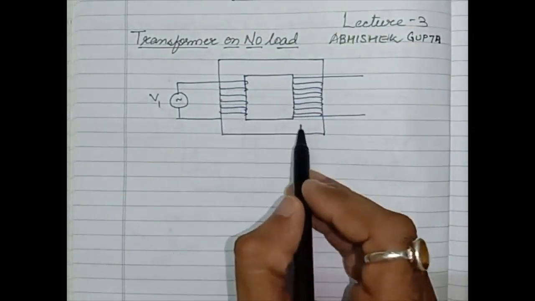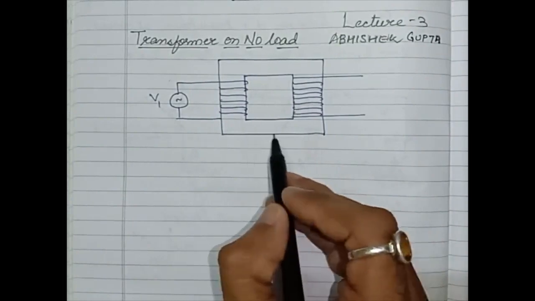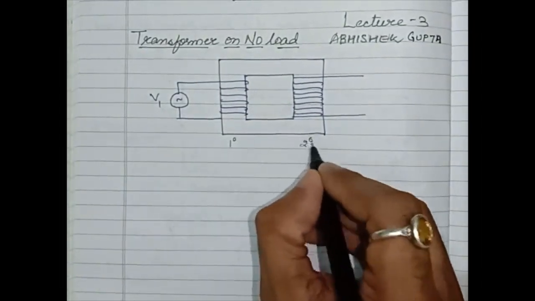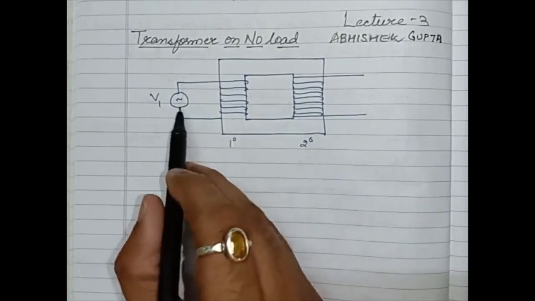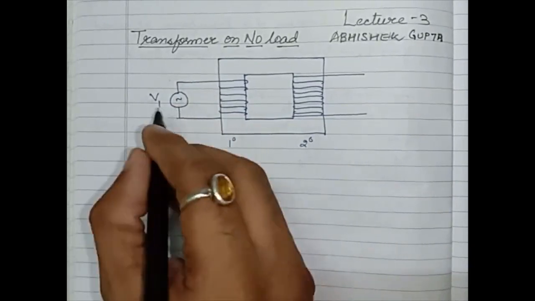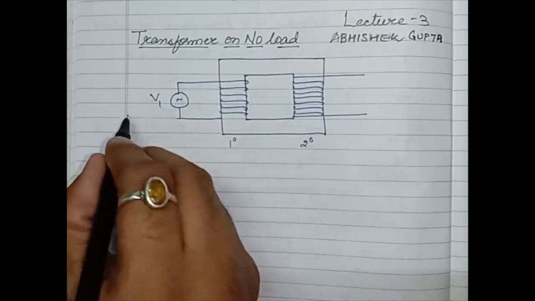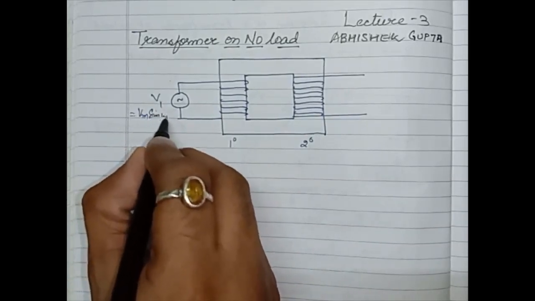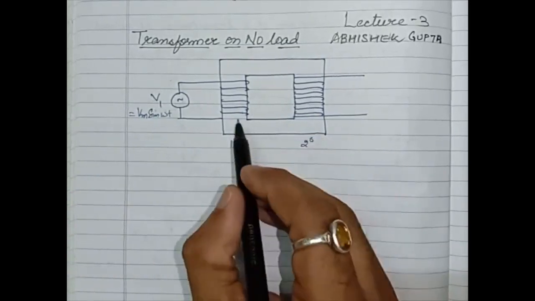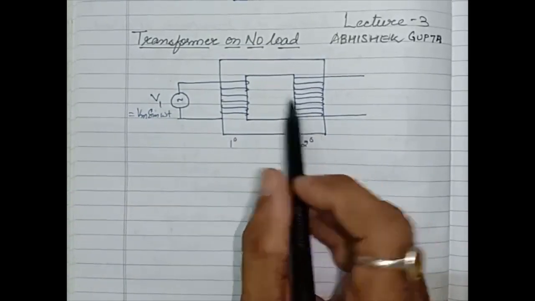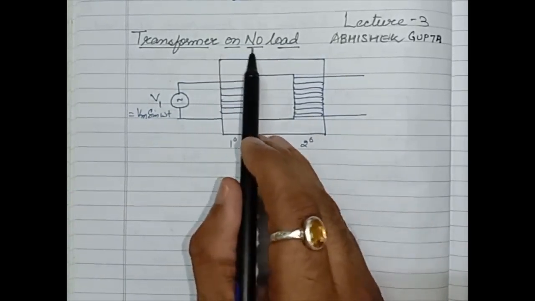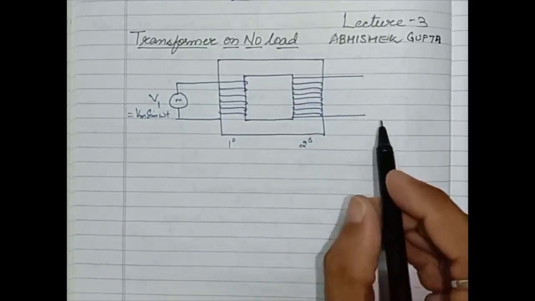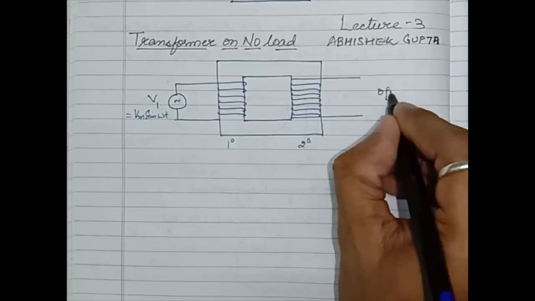Suppose this is the symbolic representation of a transformer. This one is the primary winding and this one is the secondary winding. Why is it the primary winding? Because in this winding the AC voltage source is connected. This V1 is given as Vm sin omega t. When it is said that the transformer is on no load, it means the secondary winding is kept open. Here it is kept open.